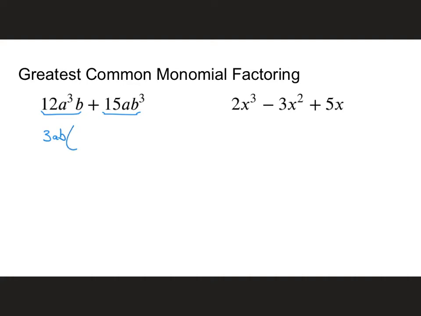Now, if I think about it, what times 3AB will give me 12a to the third b? 3 times what number will give me 12? 3 times 4 will give me 12. And a times what will give me a to the third? Well, a times a squared will give me a to the third. And what times b will give me b? Well, just 1, so I don't need another term there.